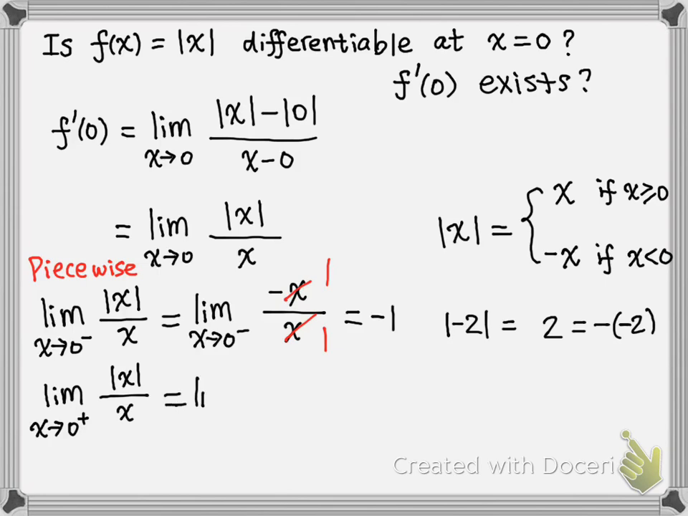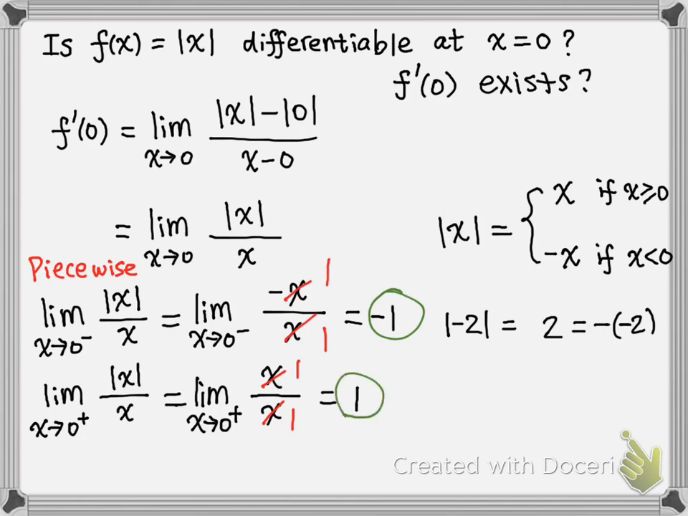On the other hand, for the right limit, as x approaches 0 from the right, a little bit more than 0, the number is positive. You can just eliminate the absolute value. When you do cancellation, you get 1 over 1, so it equals 1. Now the left limit is negative 1 and the right limit is 1.